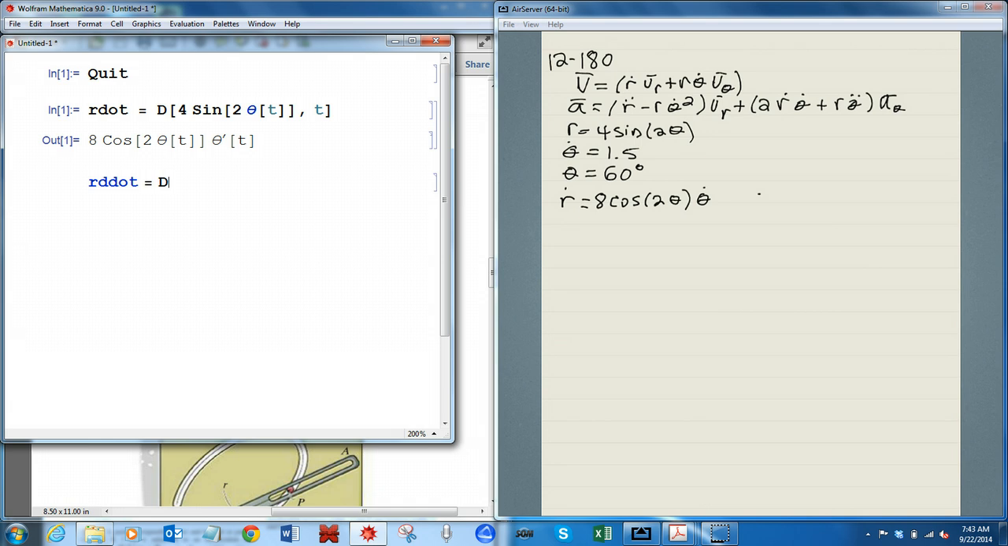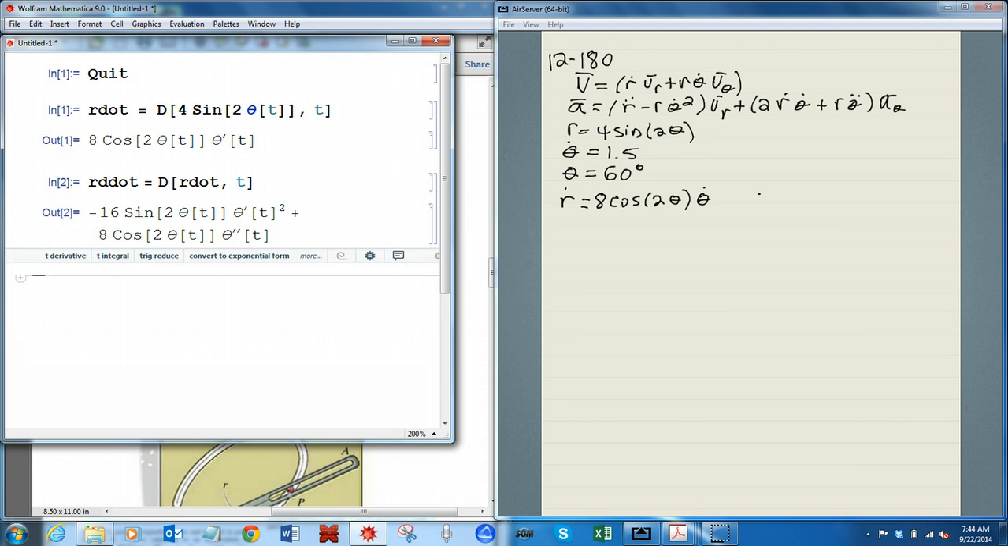derivative. This is one of the few things in Mathematica that takes a shorthand. Everything else you have to spell out. Solve is Solve. Anyway, derivative is capital D, bracket, what do you want to take the derivative of? You could say I want the derivative of r dot, and I want one of them. Or, if you want to do both of them all at once, you can say r double dot is the derivative of r dot, comma, t. So take it twice. Whichever way you want to do it.